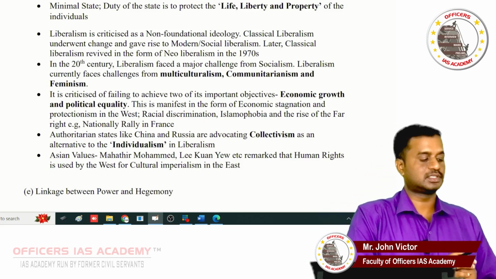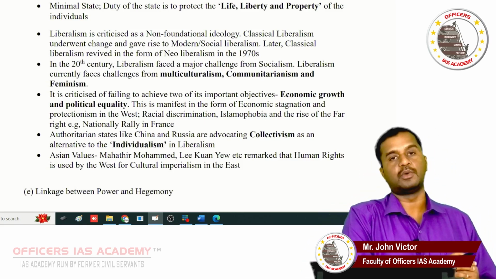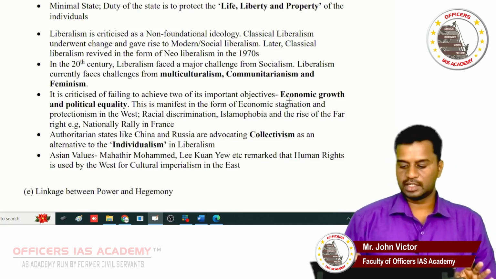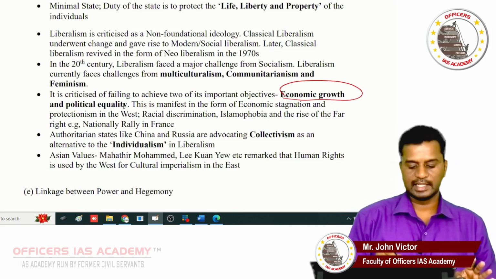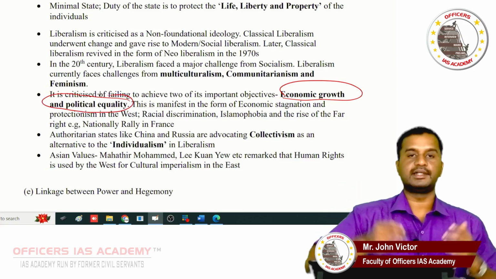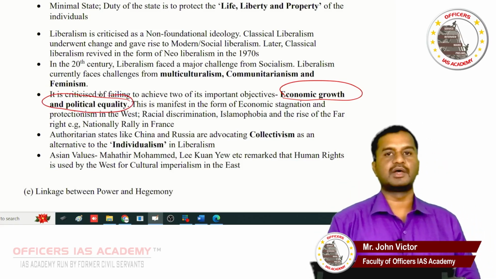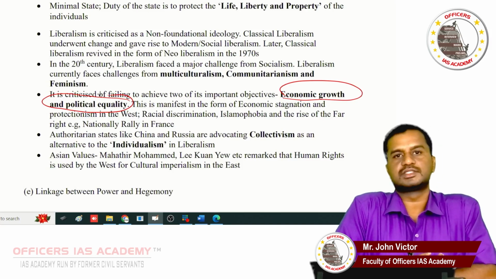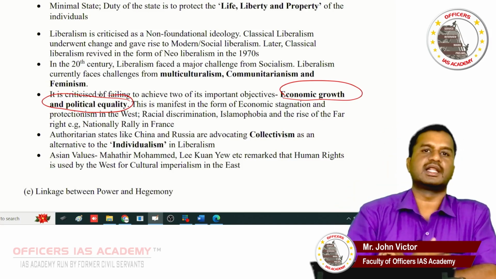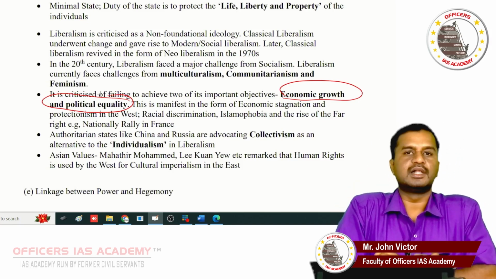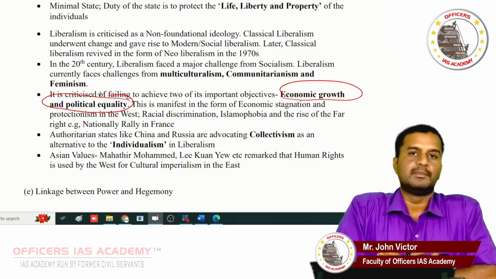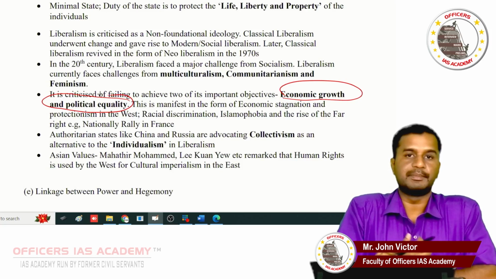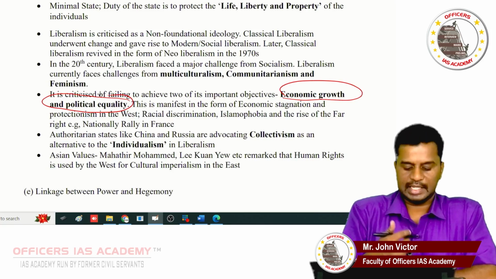Apart from this, liberalism is currently criticized for failing to uphold two of its objectives. One is economic growth and the other is political equality. Take the example of Western Europe. Many countries still face economic crisis. Now questions are raised about the relevance of liberalism. Liberalism upholds capitalism, but capitalism is unable to ensure the welfare of all the people. It has led to economic inequality.